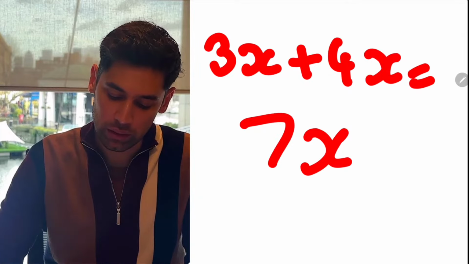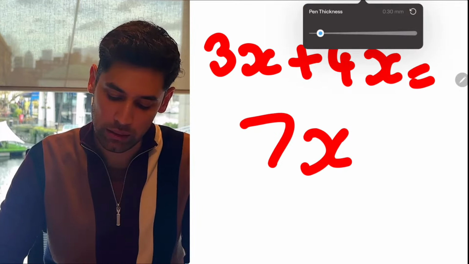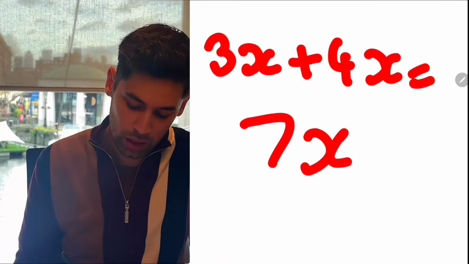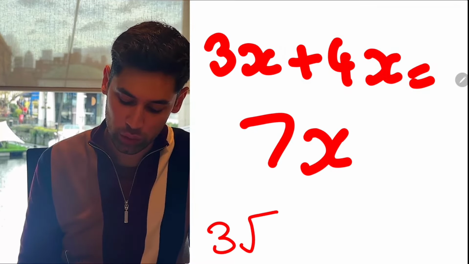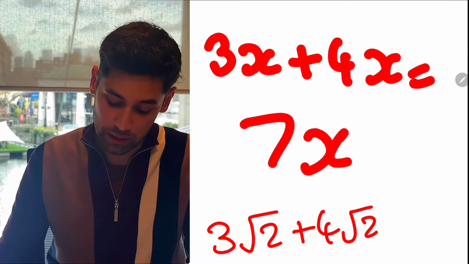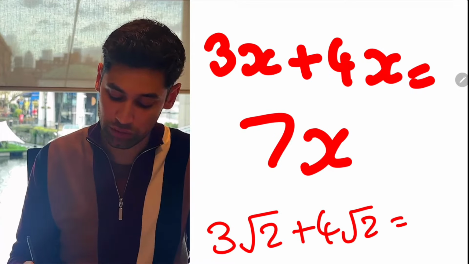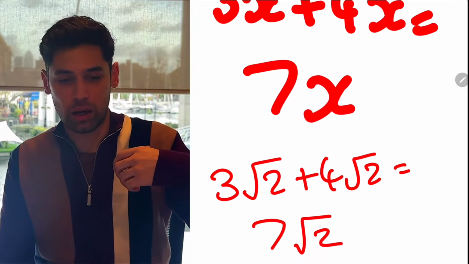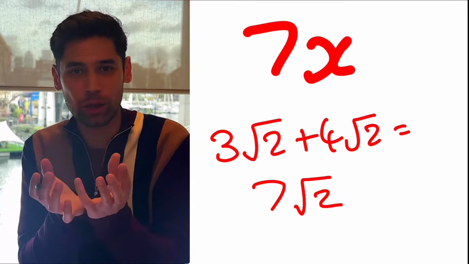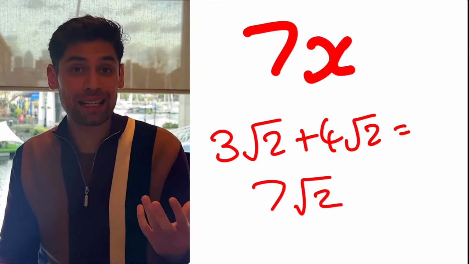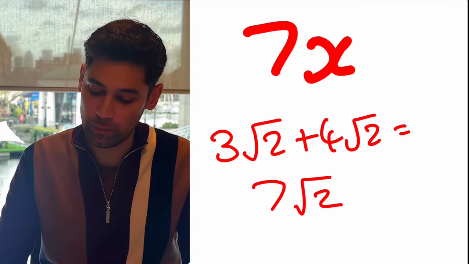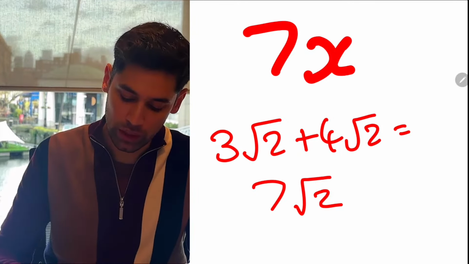Let me try and see if I can narrow the pen here. Pen thickness is a lot thinner. So for example, if we have 3 root 2 plus 4 root 2, that is going to be 7 root 2. For the same reason, we have 3 root 2s, we have 4 more root 2s, so together we have 7 root 2s. So when we're adding and subtracting SURDS, the laws of algebra apply in the exact same way as they do for algebra.